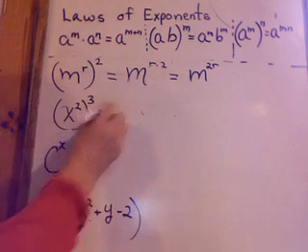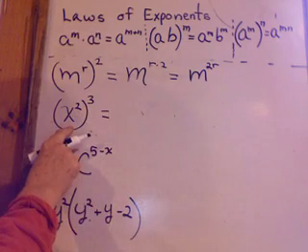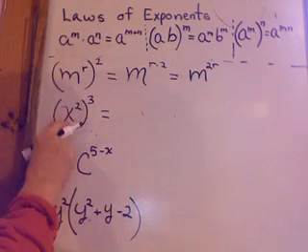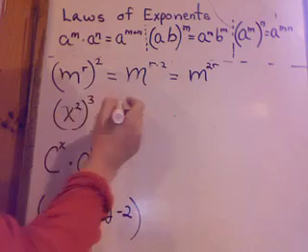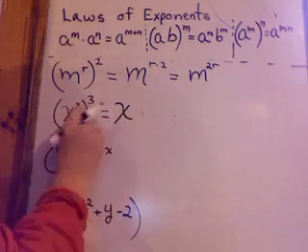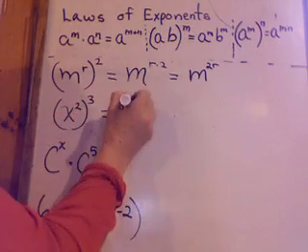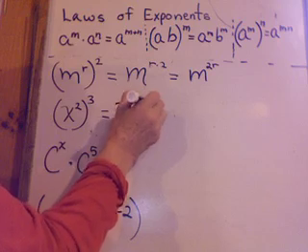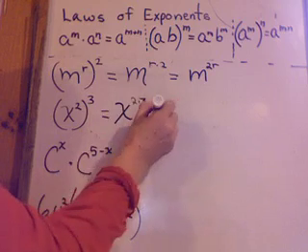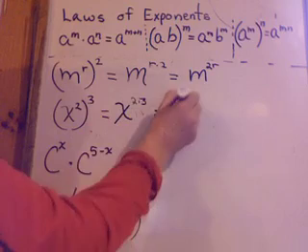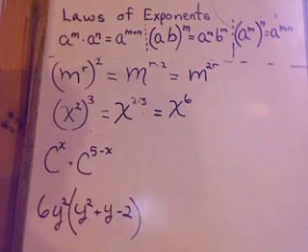All right, here's another one. This is what rule? The third rule again, power to a power. So x, and what do I do with those two exponents? 2 times 3. I multiply them. What do I get? X to the 6th.